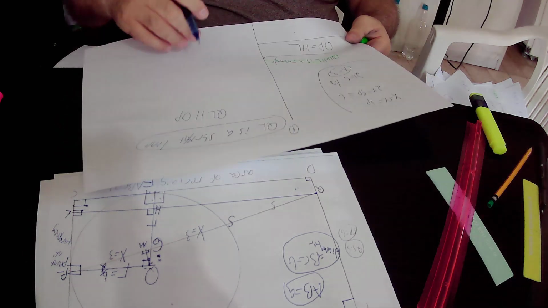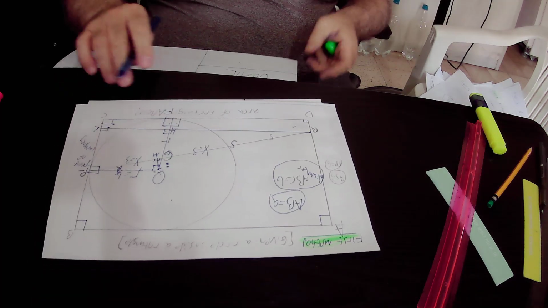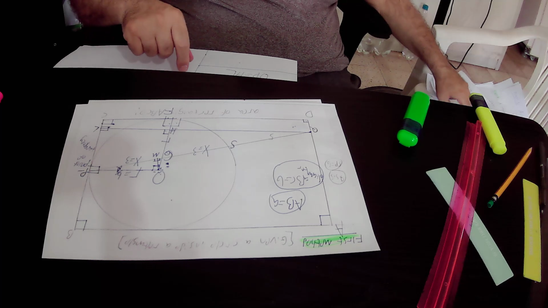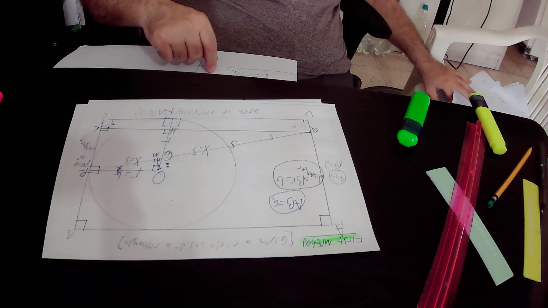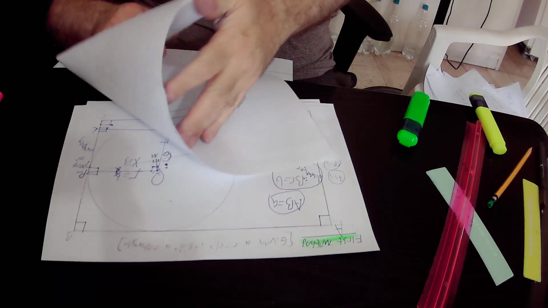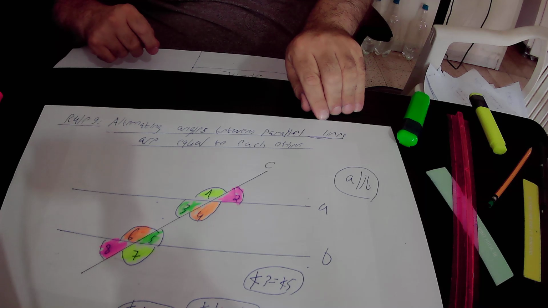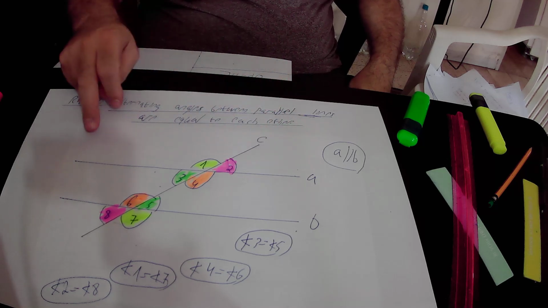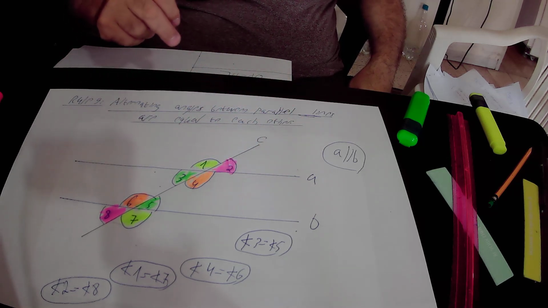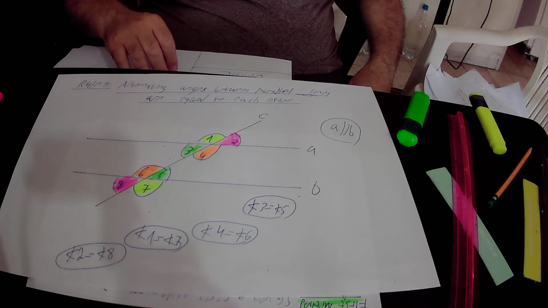Okay, and here we actually have rule number 9, and according to rule number 9, alternating angles between parallel lines are equal to each other. Here the straight line A is parallel to the straight line B, and here we actually have 4 pairs of alternating angles.